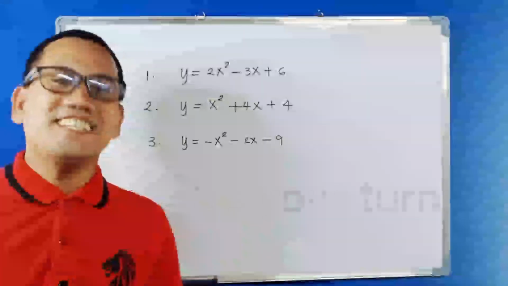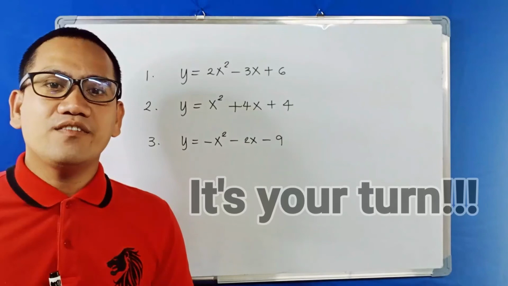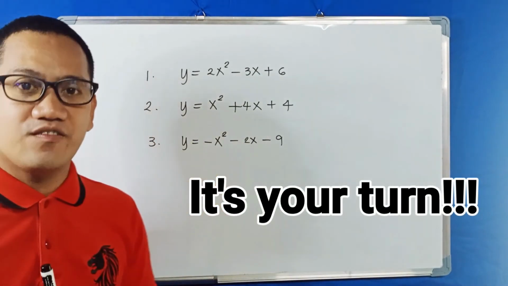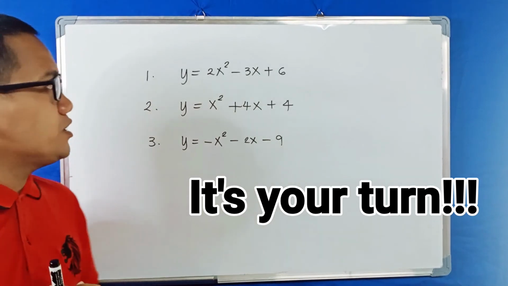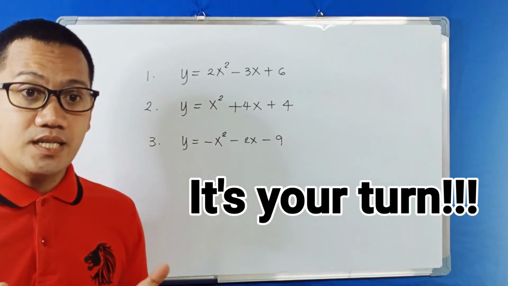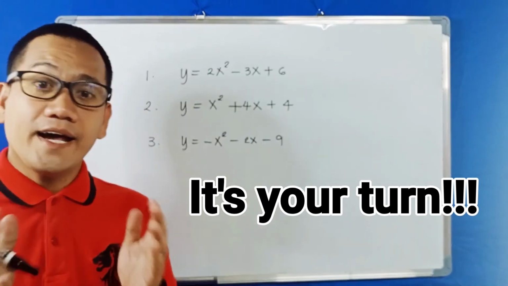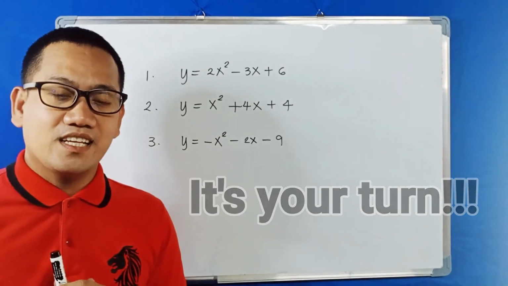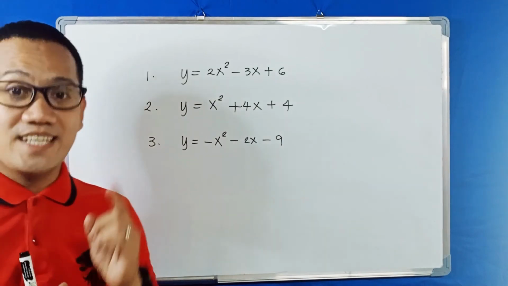With this, it is your turn. Please try to identify the coordinates of the vertex of the following quadratic functions. Y is equal to 2x squared minus 3x plus 6. Y is equal to x squared plus 4x plus 4. And y is equal to negative x squared minus 2x minus 9.